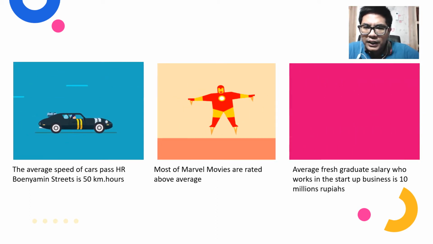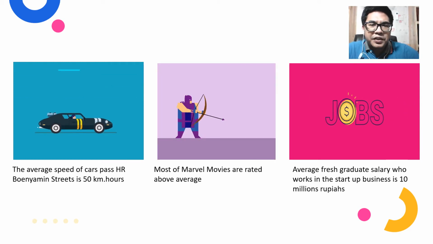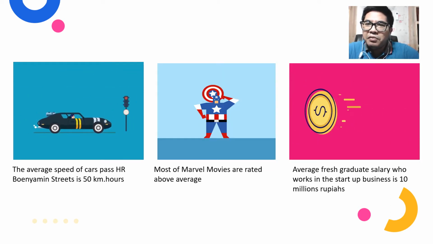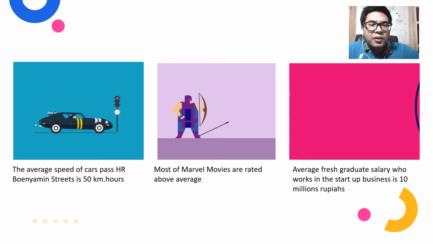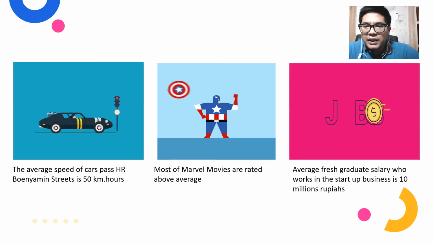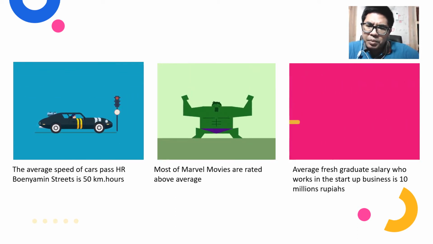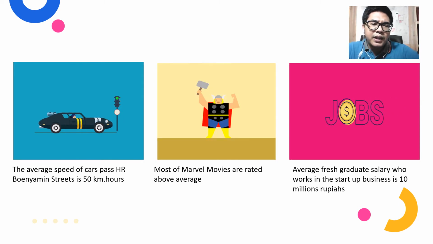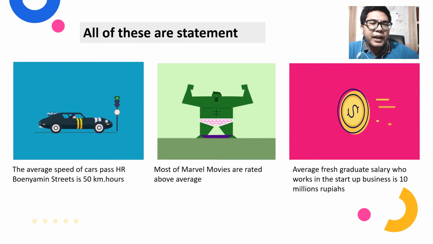All of these three are statements. It is a claim about something, or a claim about the value of a population. For example, according to someone, your friends maybe, the population mean value of all cars that pass through Bunyamin Street is 60 km per hour. Or according to your friends, the population mean value of all Marvel movie ratings on IMDb is above 8. Or maybe according to a newspaper, the population mean value of all fresh graduate salaries in the startup business is 10 million rupiah. So all of these are statements. They try to reflect the population.